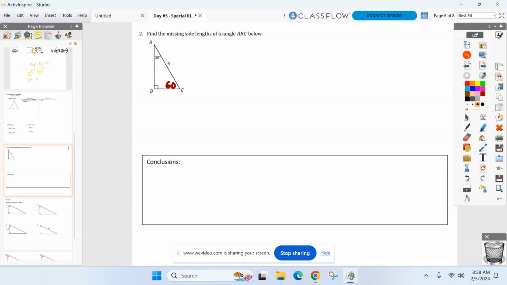30, 60, 90 triangle. All right, so instead of investigating like we did on Friday, I'm just going to give you the conclusions because we got to practice today. So in a 30, 60, 90 triangle.